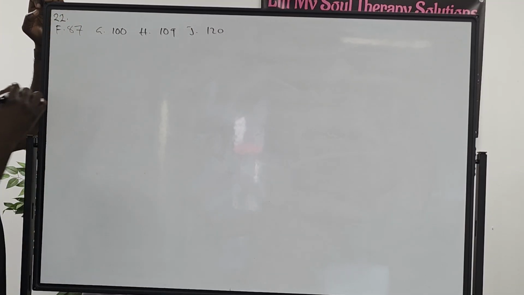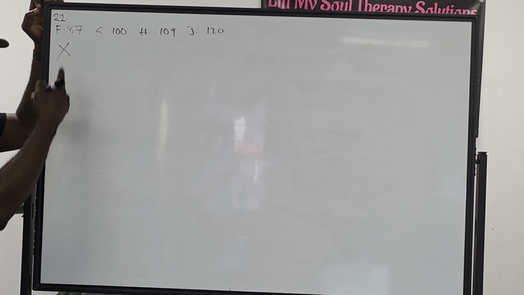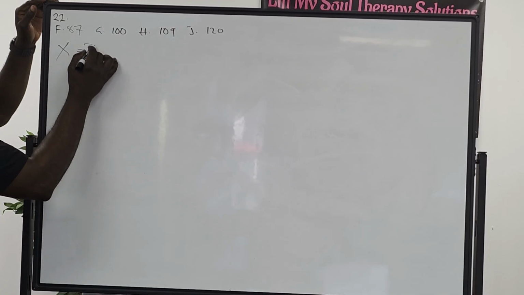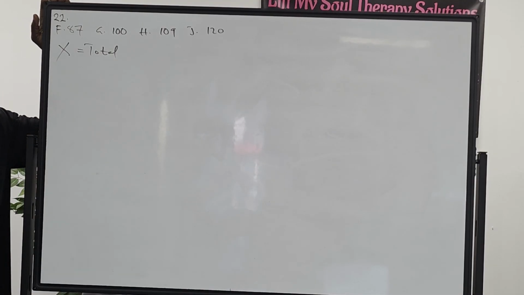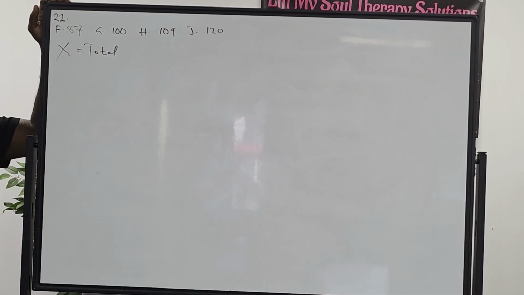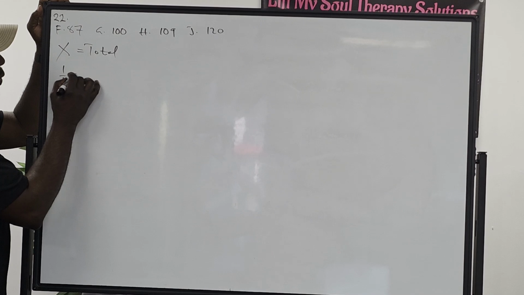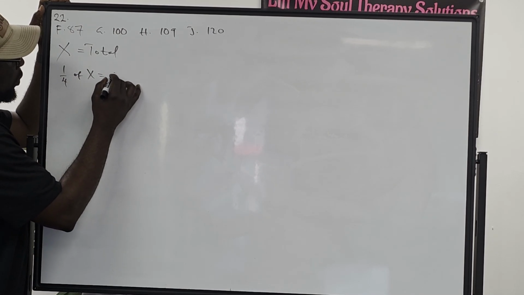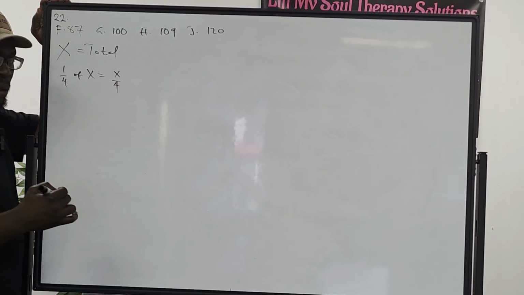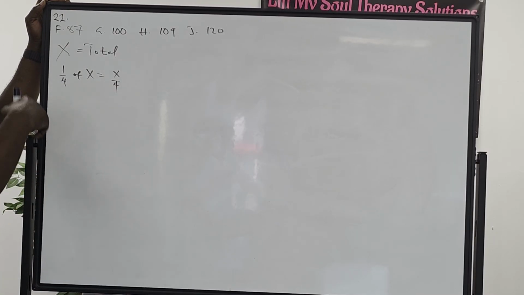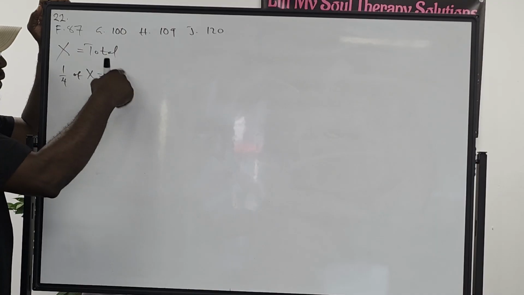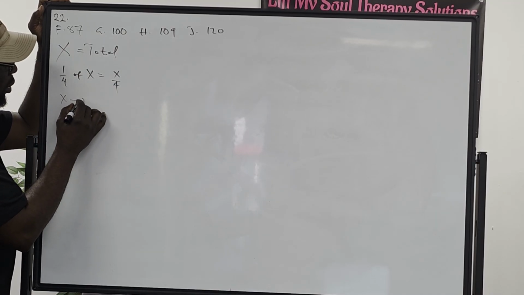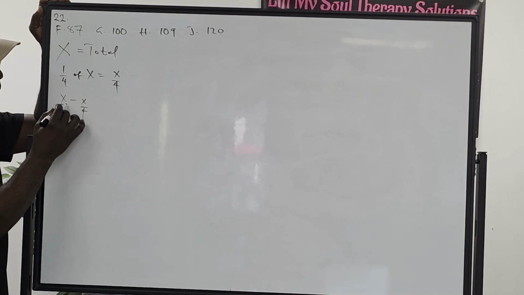So let's say what she had is X. That's the total amount, X. They said she spent 1/4 of X, so she spent X over 4. What is left is going to be X minus X over 4.